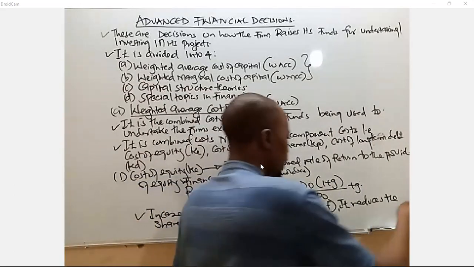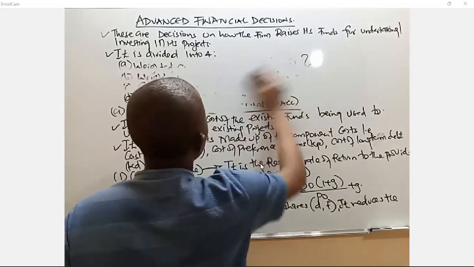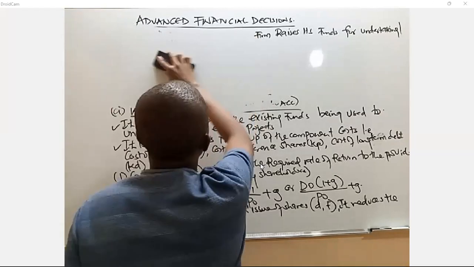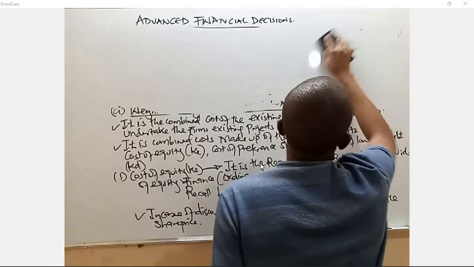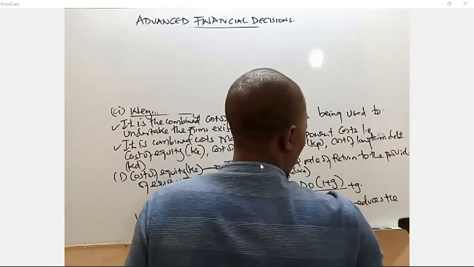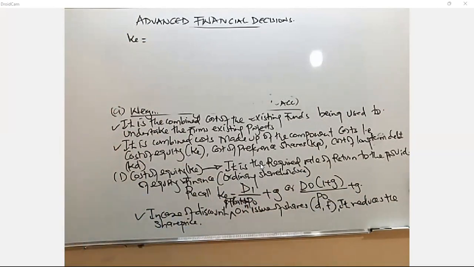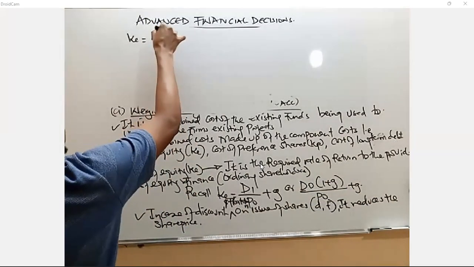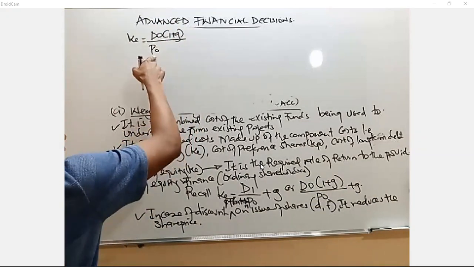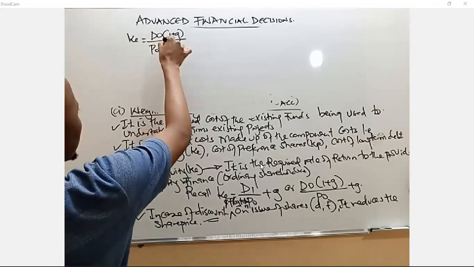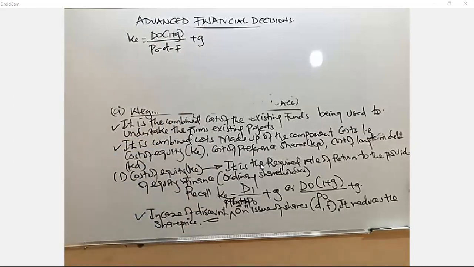Therefore, when you are computing your KE and we have some discounts and flotation costs, for example, if I'm given the current dividends, what am I supposed to do? I take D0(1+g) and divide by the market value, which is affected by the discounts and flotation costs already incurred when the shares were issued to the public. So it reduces the market value: P0 minus D minus F, plus g.